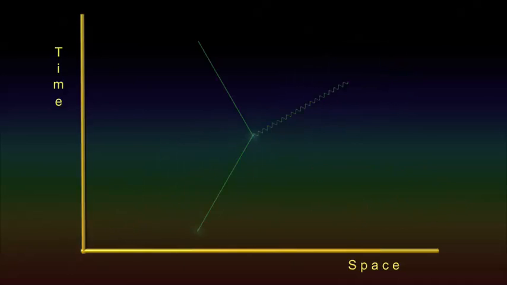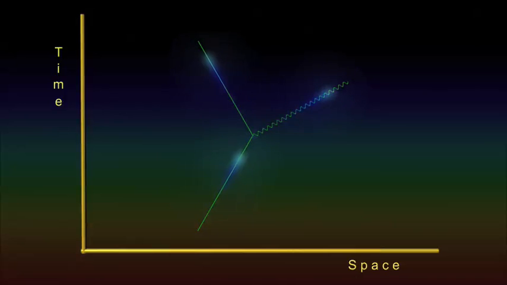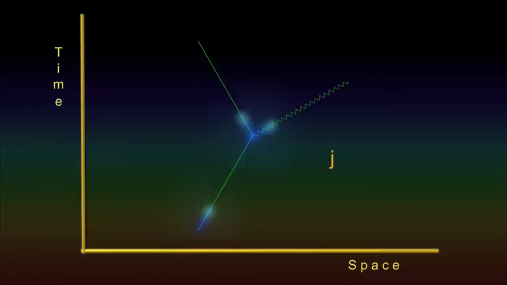The third basic action is an electron emits or absorbs a photon. This action is called a coupling. Every coupling is a junction between two straight lines and a wavy line. There's no complicated formula for the amplitude of a coupling. It is just a number, and we call it J. Its value is about negative 0.1.